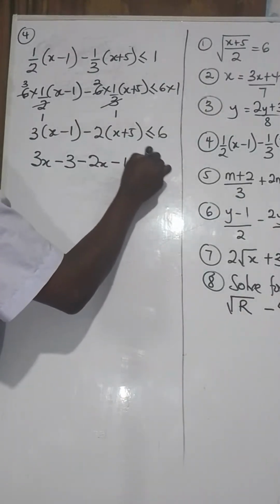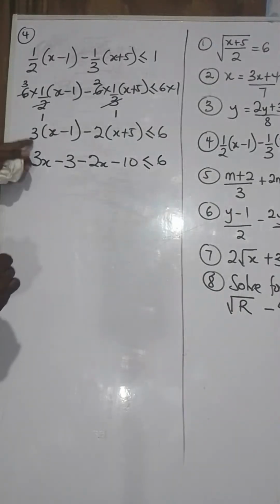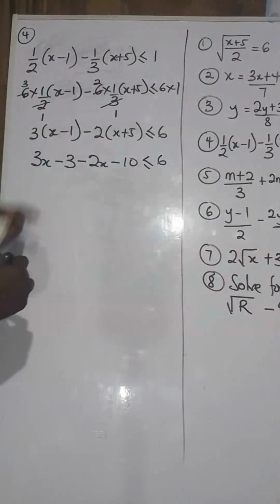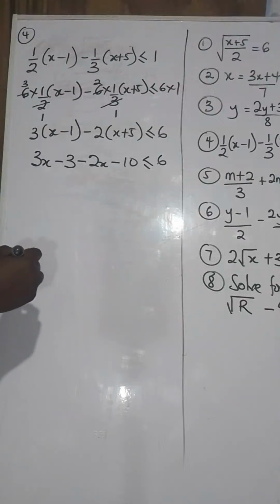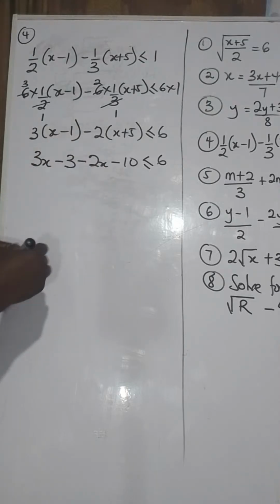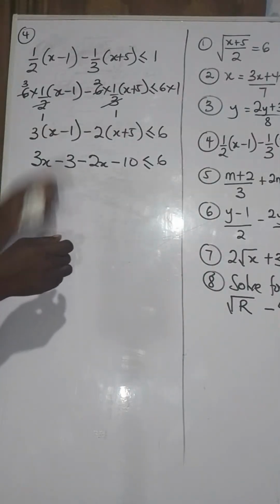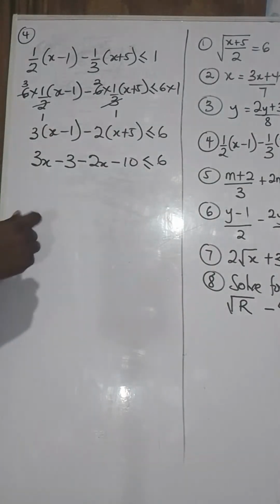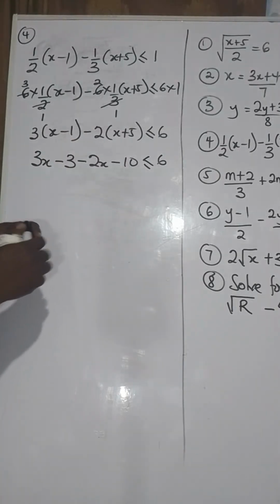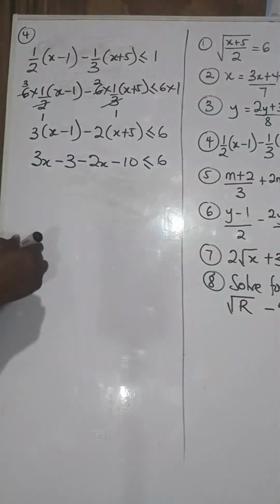So less than or equal to the 6. And so we have 3 by x, that is what? 3x. Then 3 by negative 1, minus 3. Minus 2 by x, that's negative 2x. And minus 2 by minus 5, that will give us negative 10. 2 by 5 is 10. Negative by positive is negative. Don't forget to replace the same addition here. So less than or equal to 6.